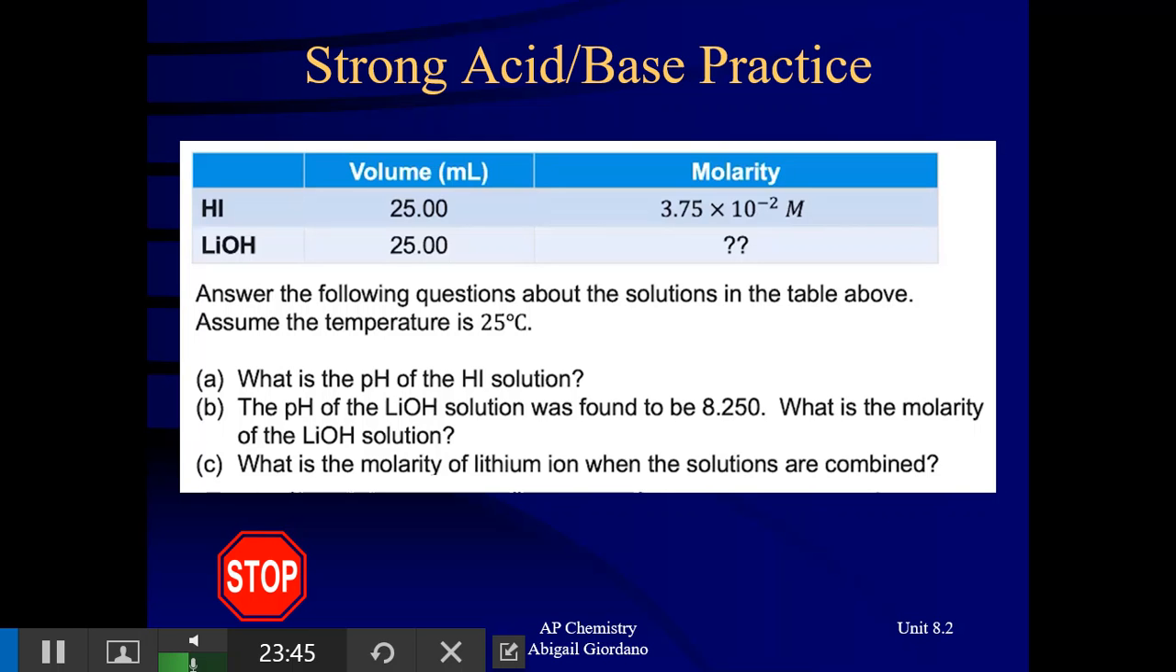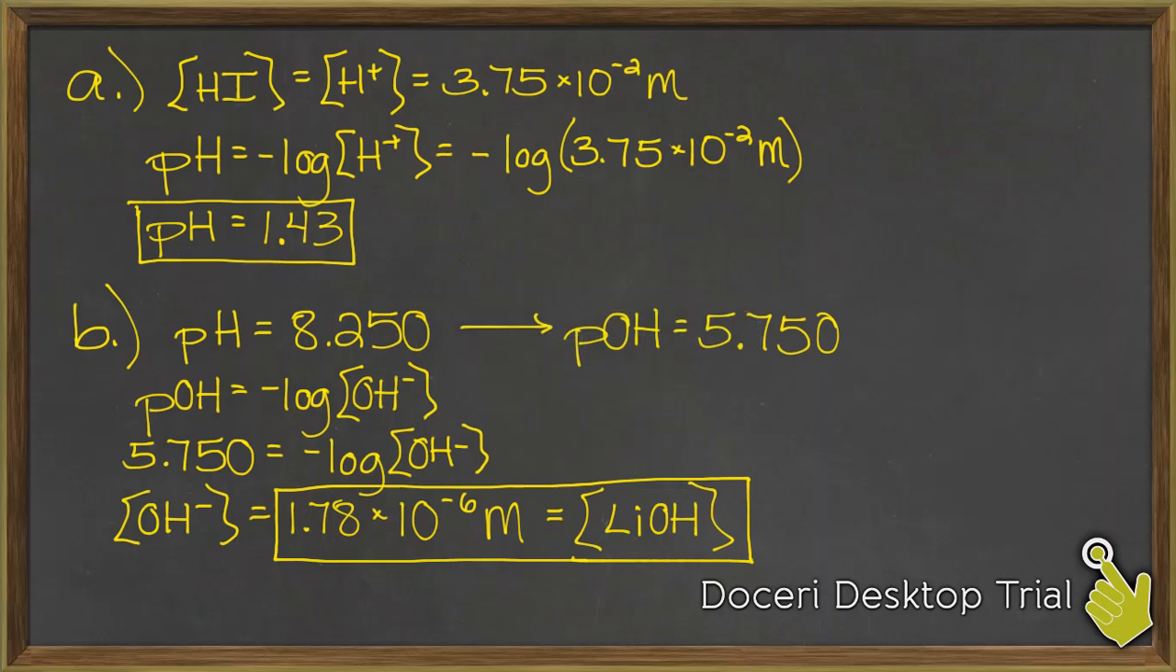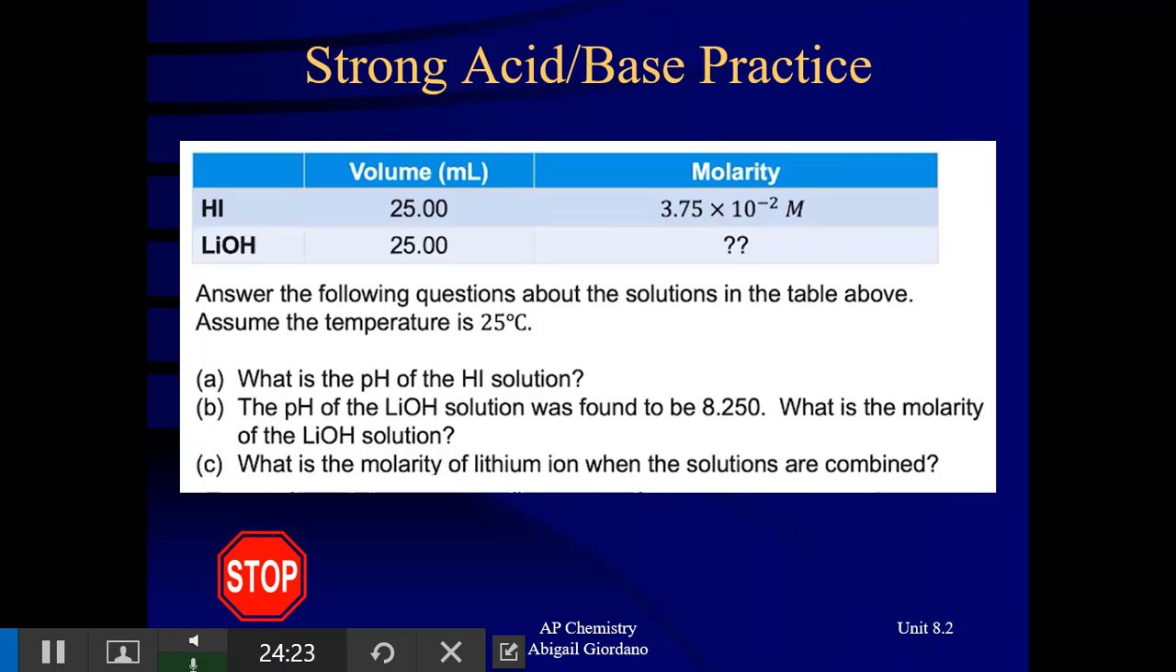Well, this one should be pretty quick. Hopefully you did this pretty easily. We're given the molarity of the acid itself, that strong acid. So if you look at what I've got for letter A, because it's strong, I know that the molarity of the acid itself is going to be equal to the molarity of H+, which I can then just substitute into my pH equals negative log of H+ equation, and I get a pH of 1.43. Ask yourself, does it make sense? It does. It's a strong acid. It should have a low pH.